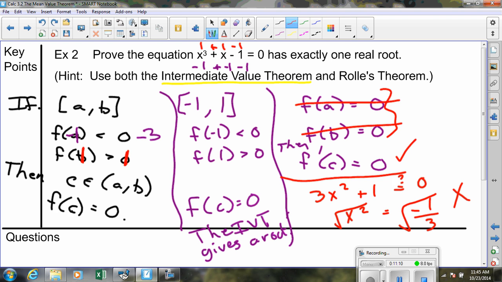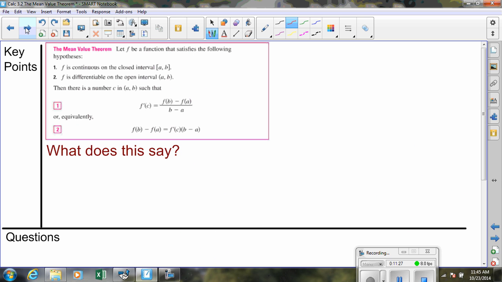So if the intermediate value theorem gives us 1, and contradicting Rolle's theorem says there can't be 2, then that lets us know right away there's exactly 1. Does that make sense? Okay. Pause the video, write this one down.